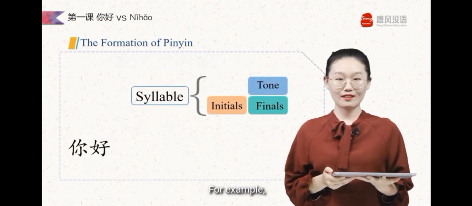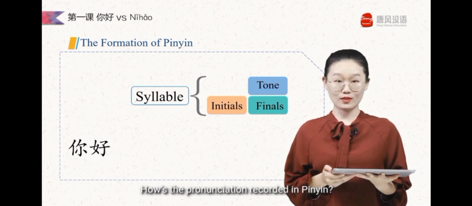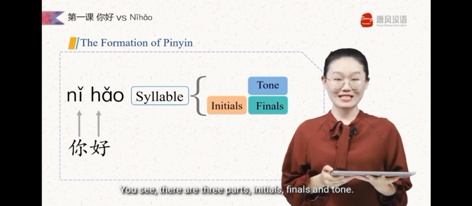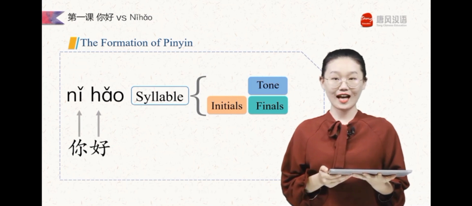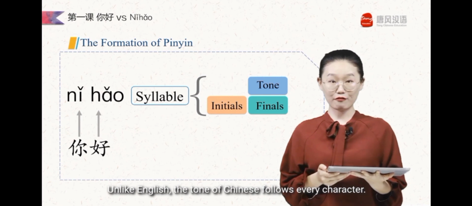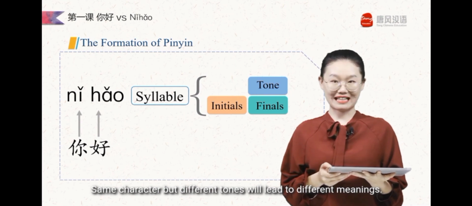For example, the pronunciation of these two Chinese characters is 你好. How's the pronunciation recorded in pinyin? You see, there are three parts: initials, finals, and tone. Unlike English, the tone of Chinese follows every character. Same character but different tones will lead to different meanings.